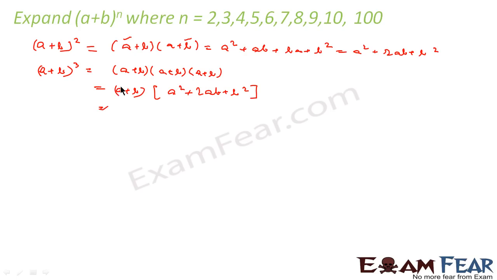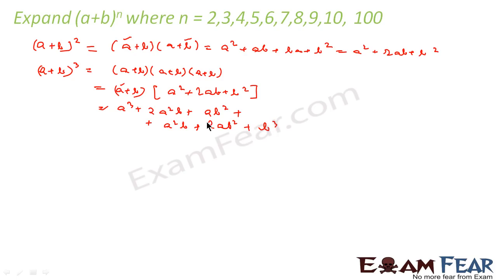Now we'll multiply a with a square, we get a cube. Now a with the second term, that is 2ab, gives 2a square b, plus a with b square gives ab square. Now b with a square gives ba square, which I'll write as a square b, plus b with 2ab gives 2ab square, plus b with b square gives b cube.